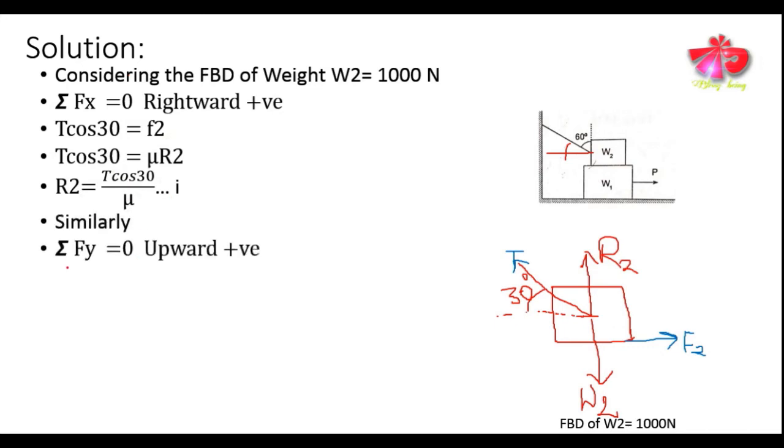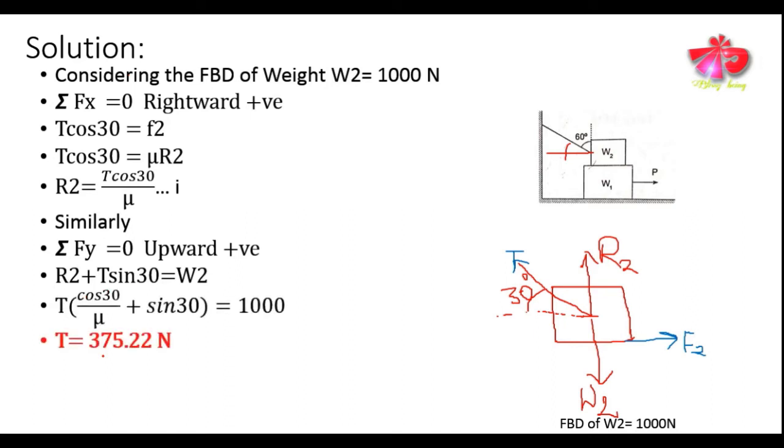Likewise, we can write the equilibrium equation in y direction, that is summation of Fy equals 0. Taking upward direction positive, we get R2 plus T sin 30 degree equals W2. Now we can substitute the value of R2 as T cos 30 degree by mu in this equation, and all the remaining values are known, so we can easily solve it to get the tension. The tension comes out to be 375.22 Newtons. If you substitute the value of tension in equation 1, you can easily get the reaction R2.